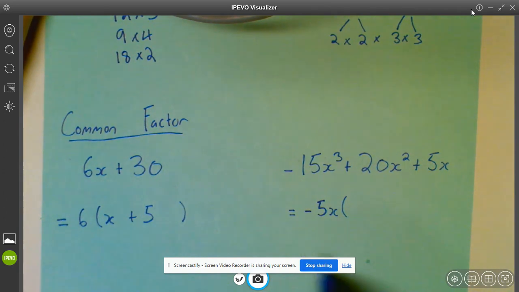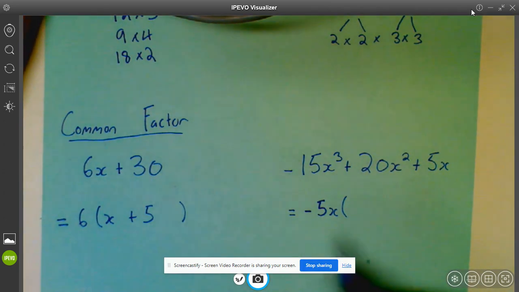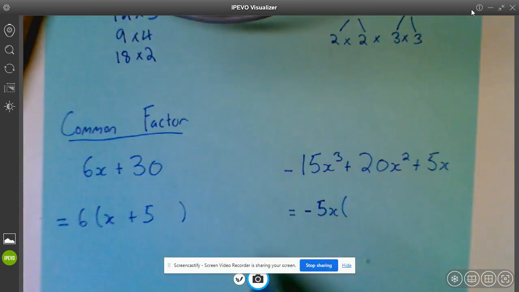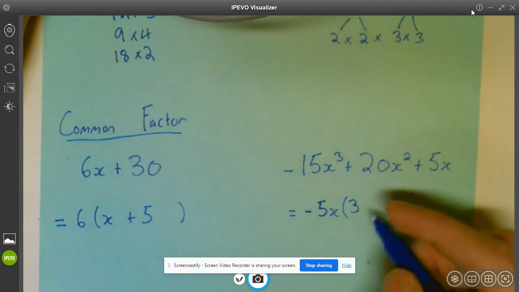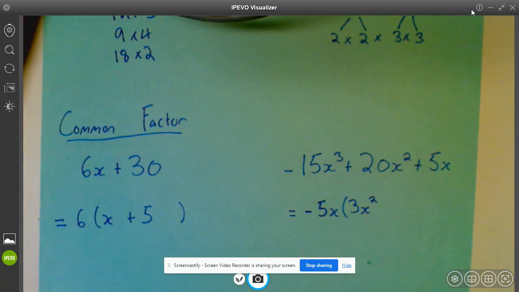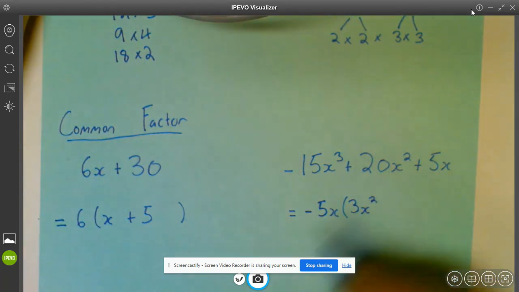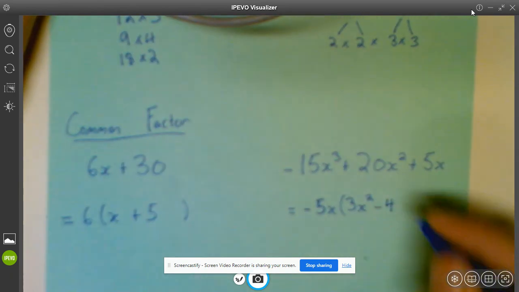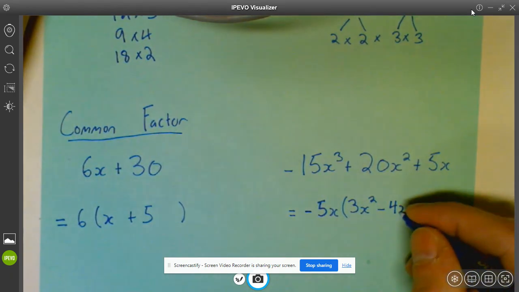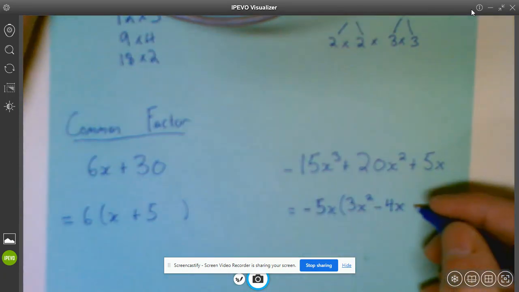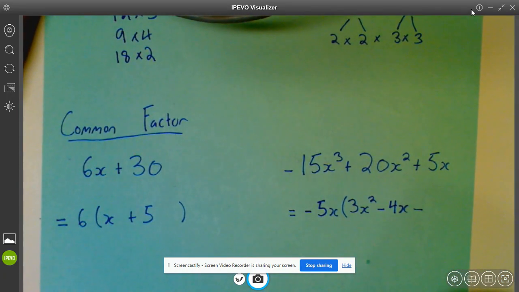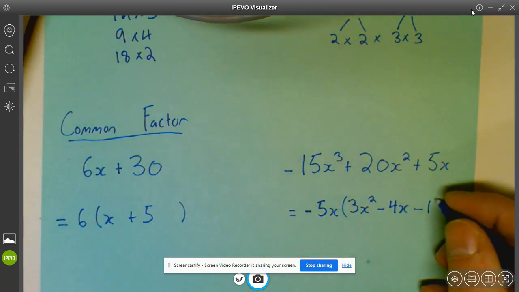Then again, I'm just going to divide to see what I write in the bracket. So negative 15x cubed divided by negative 5. Well, negative divided by negative is positive, so I get 3. x cubed divided by x, I have 2 x's left over, so I have x squared. Same thing, positive 20 divided by negative 5 is negative 4. x squared divided by x, well, I'm just left with 1x. 5x divided by negative 5x, well, positive divided by negative is negative. And then anything divided by itself is just 1.